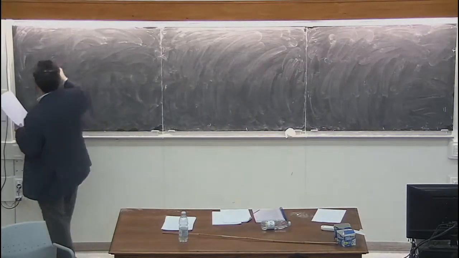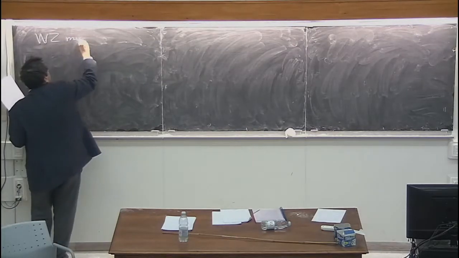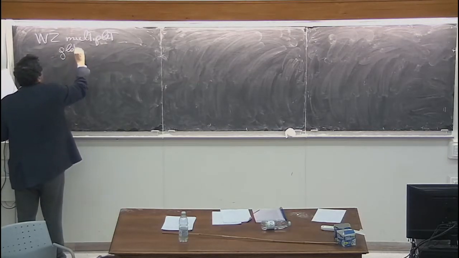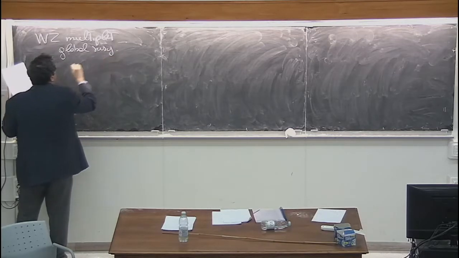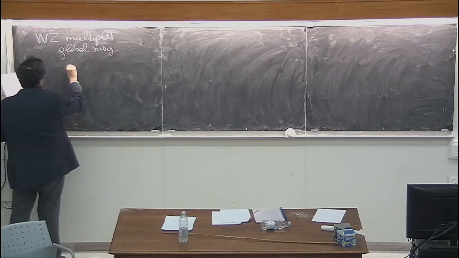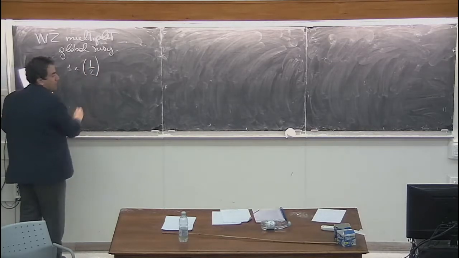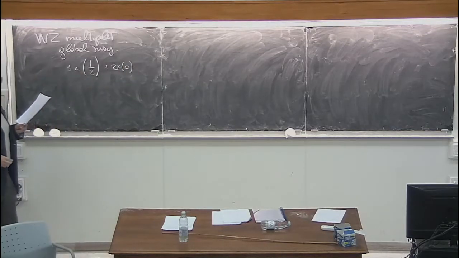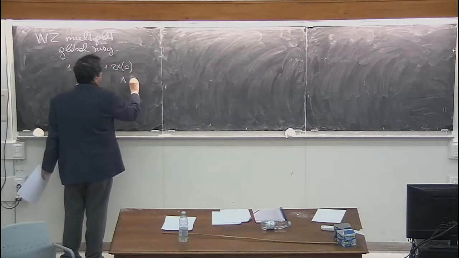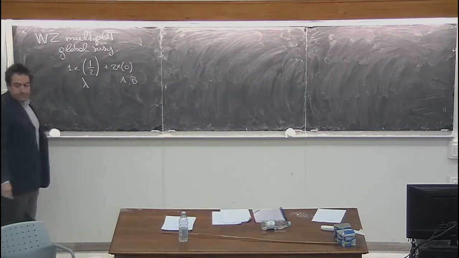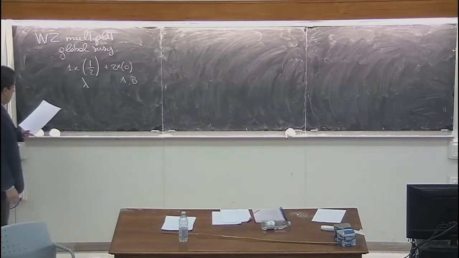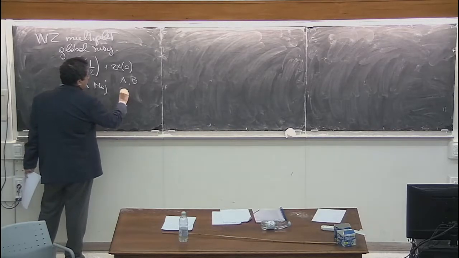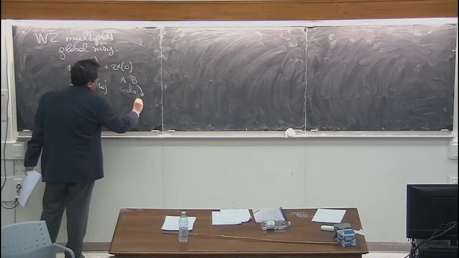So, the Wess-Zumino multiplet in the globally supersymmetric theory. Remember, the Wess-Zumino multiplet consists of a spin 1/2 field and two scalars. The scalars I call A and B. The spin 1/2 field is lambda. Lambda is Majorana. A is a scalar, and B is a pseudoscalar.